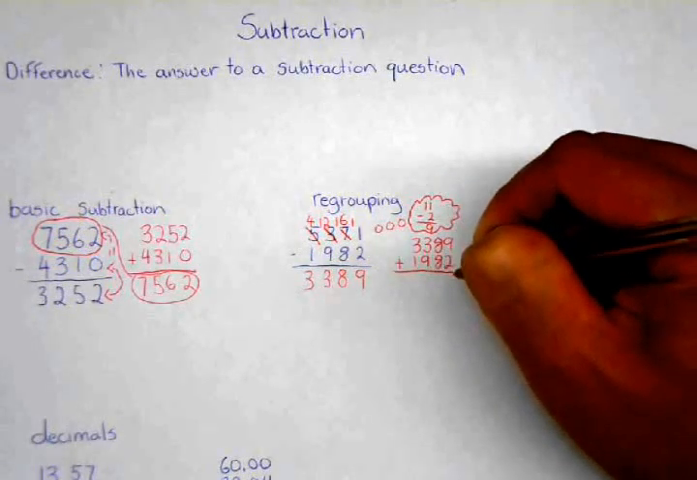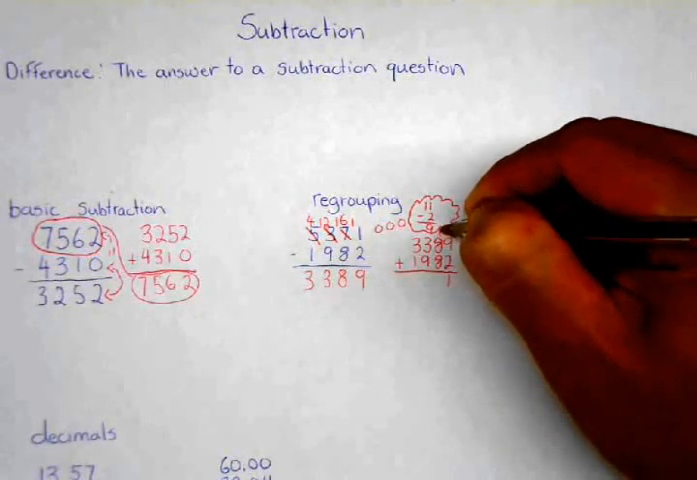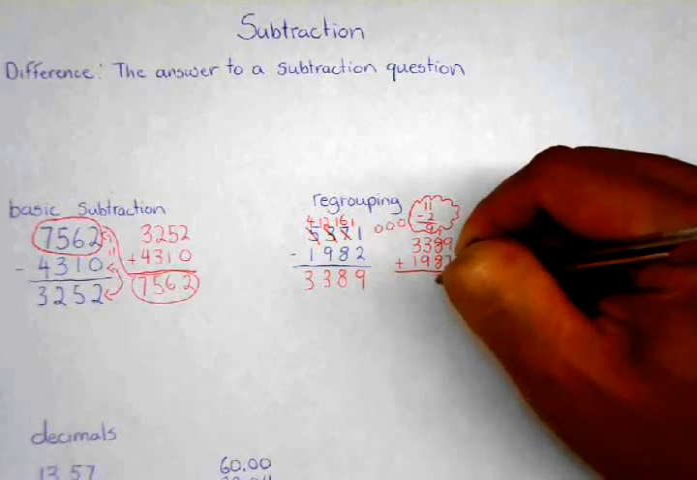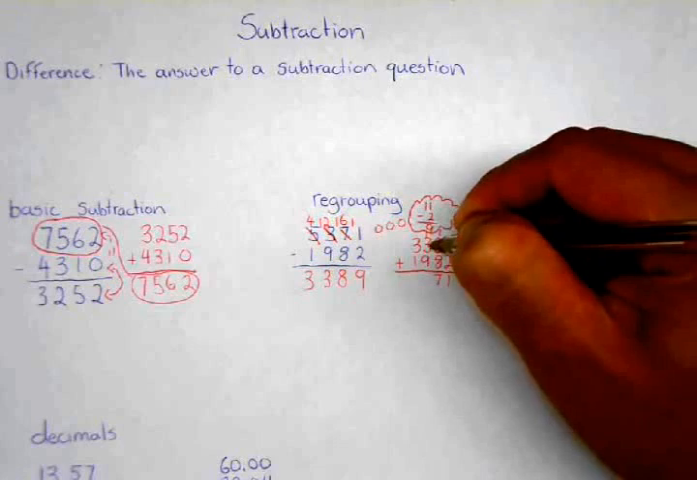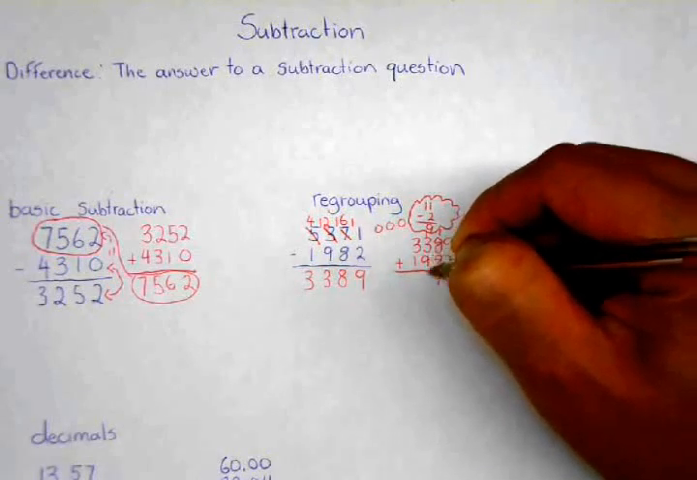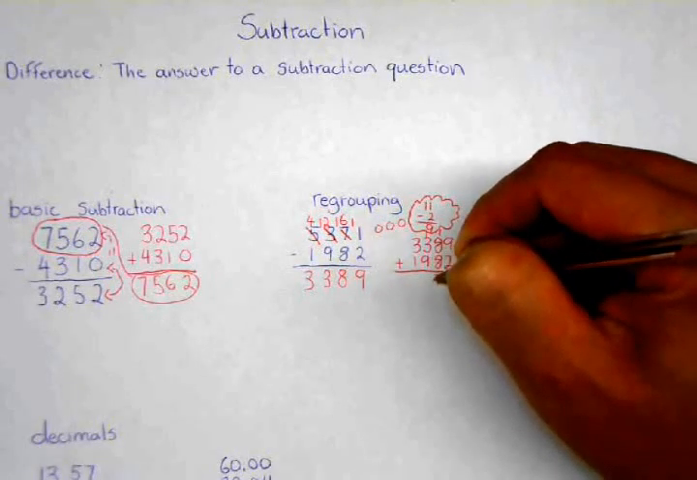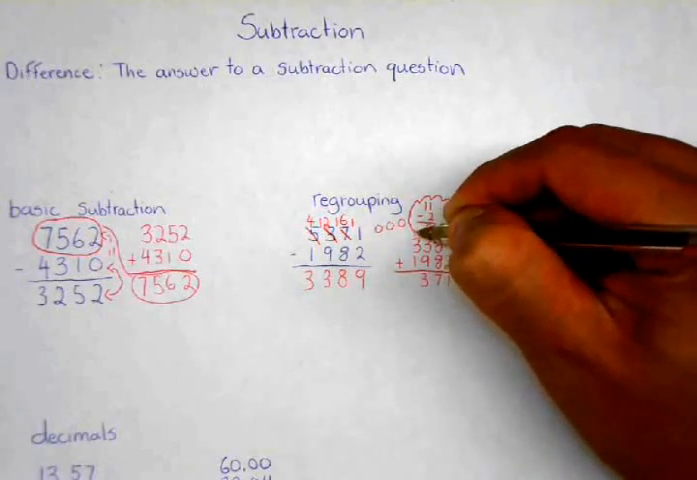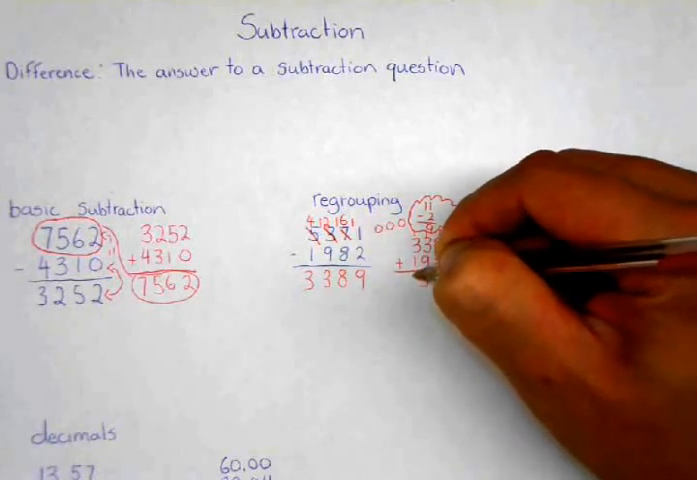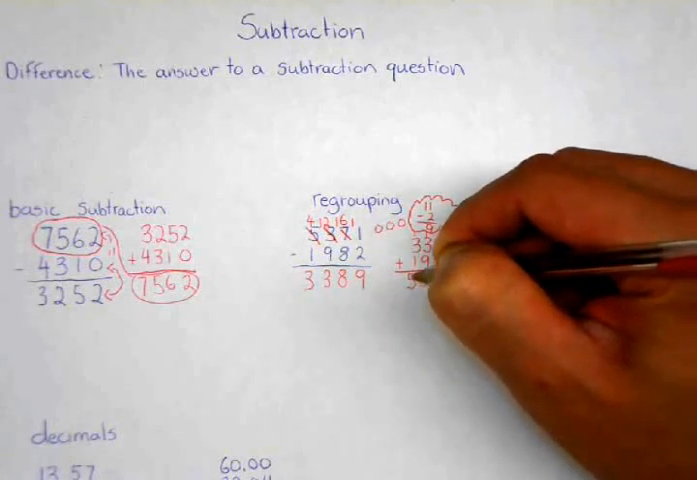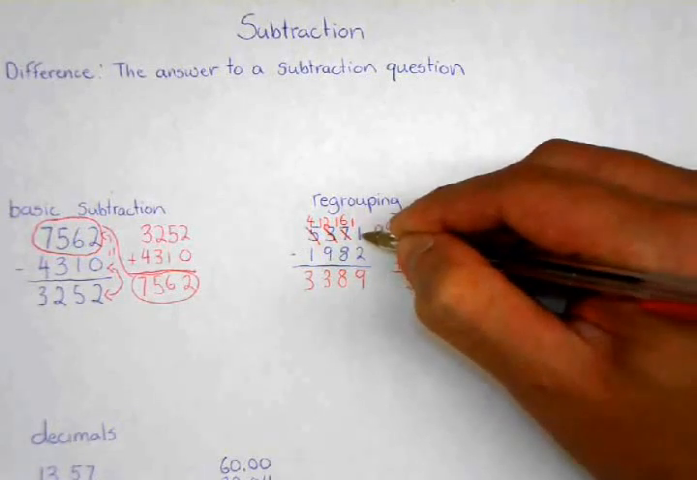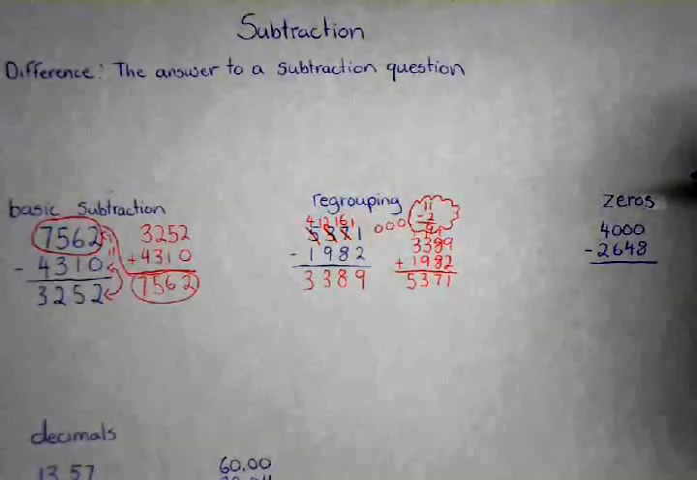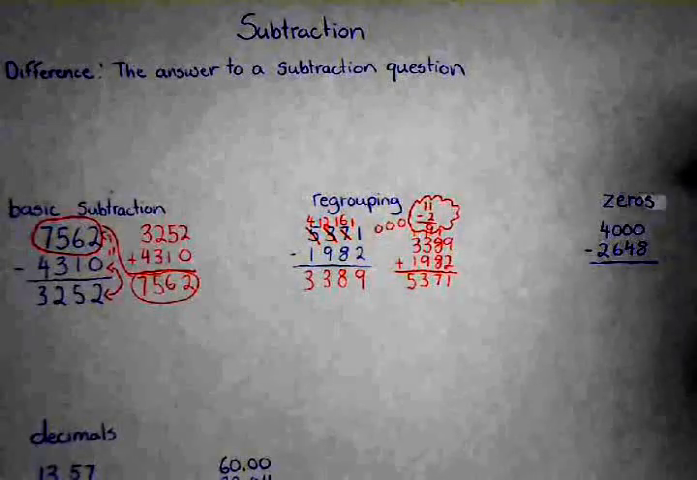9 plus 2 is 11. Then we have 1 plus 8 is 9 plus 8 is 17. Then we have 1 plus 3 plus 9 is 13. Then we add the top there, and we have 1 plus 3 is 4 plus 1 is 5. And we can see that 5,371 adds up to 5,371 on the original question. Therefore, we're correct. So that is the regrouping method.